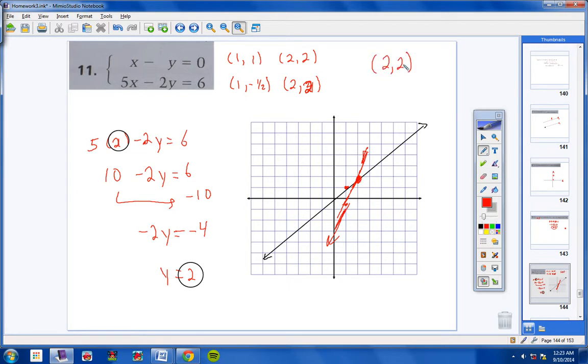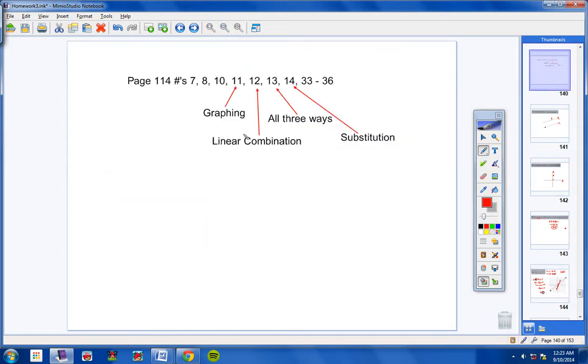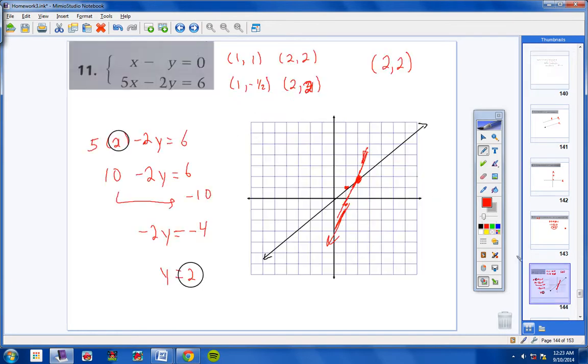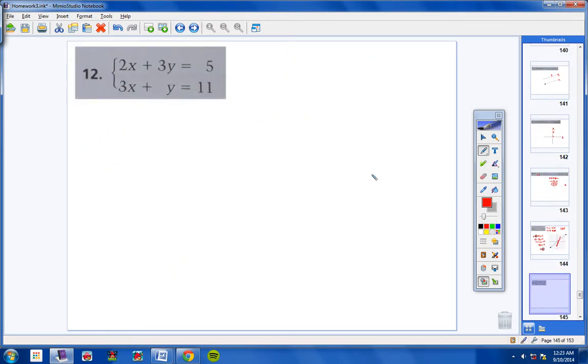Now you could check your answer by taking 2, 2 and substituting it into the first equation, and you would get out a true statement, and then substitute into the second equation, and you would get out a true statement, okay? All right, moving on to number 12. Number 12, we're going to use the linear combination method. Linear combination, okay? So here we go.